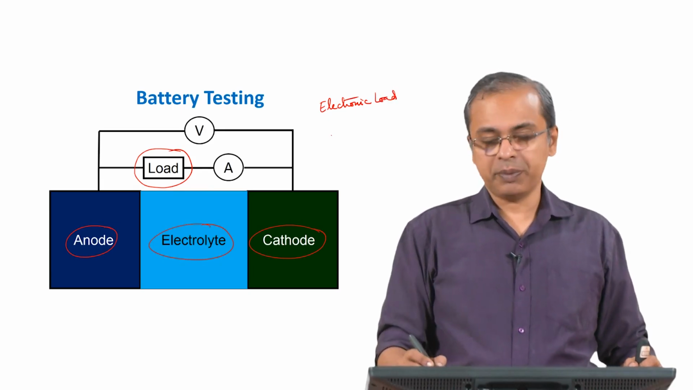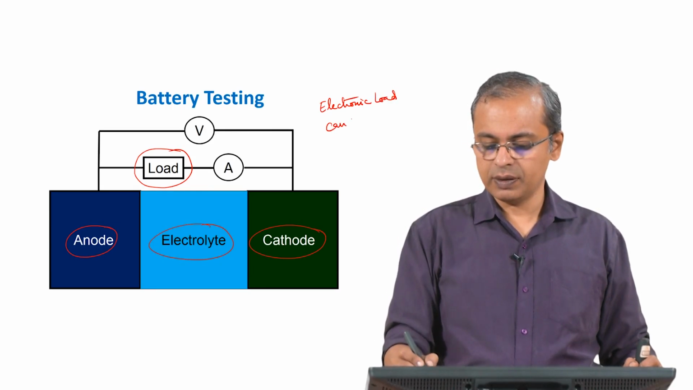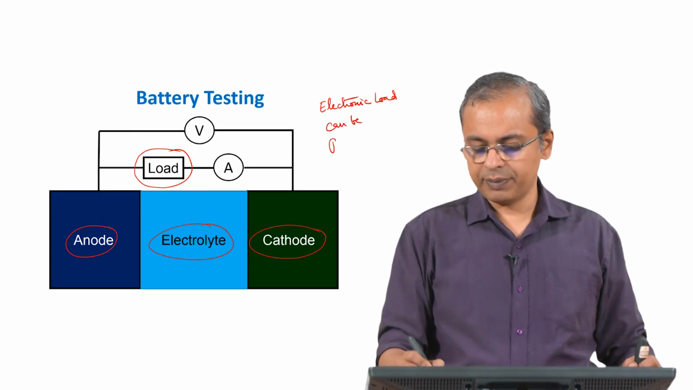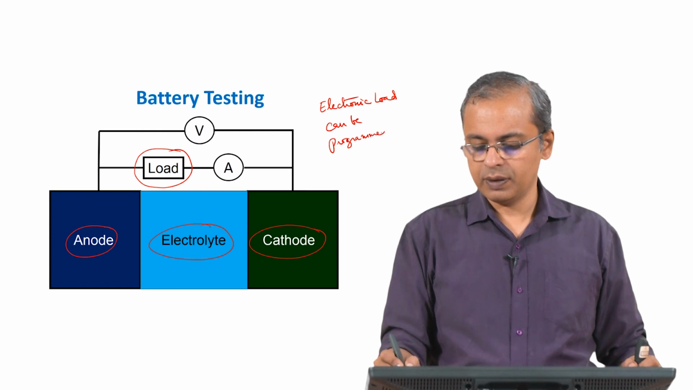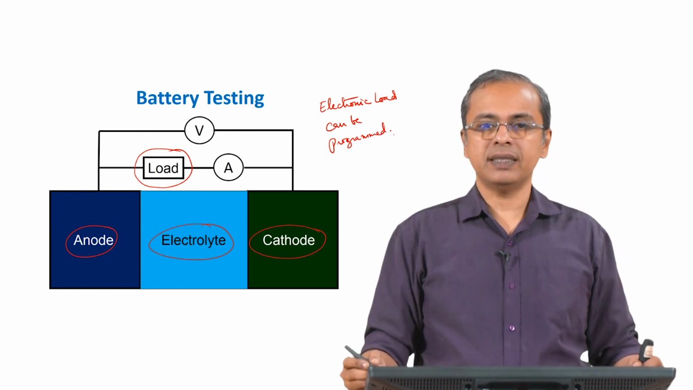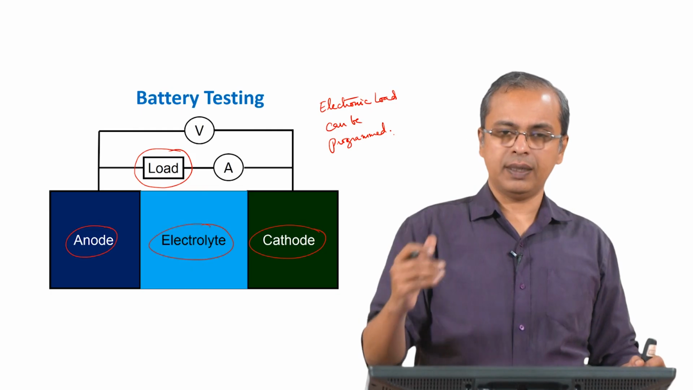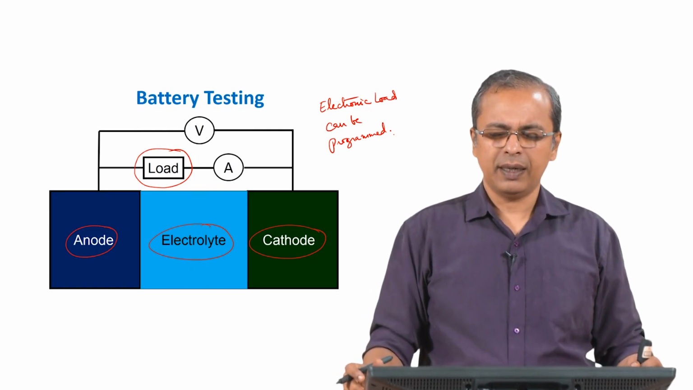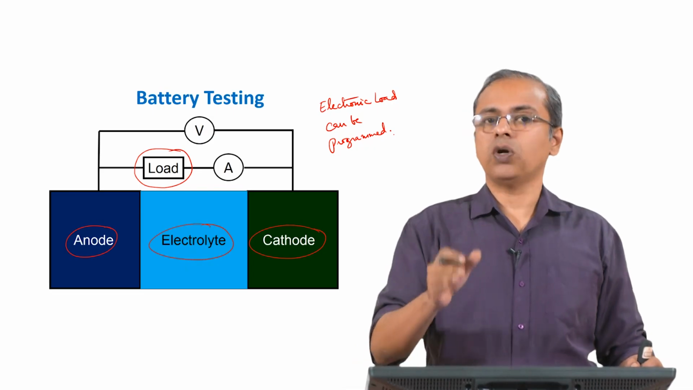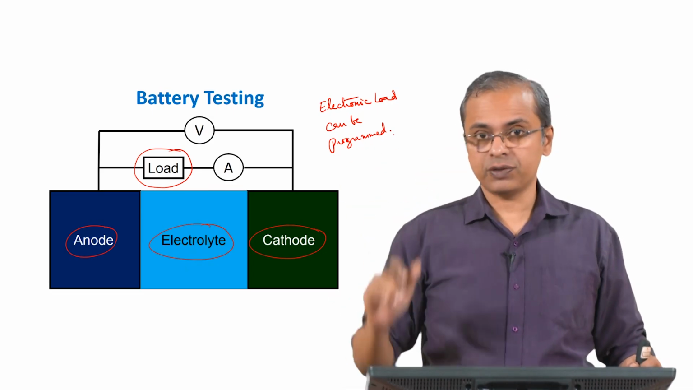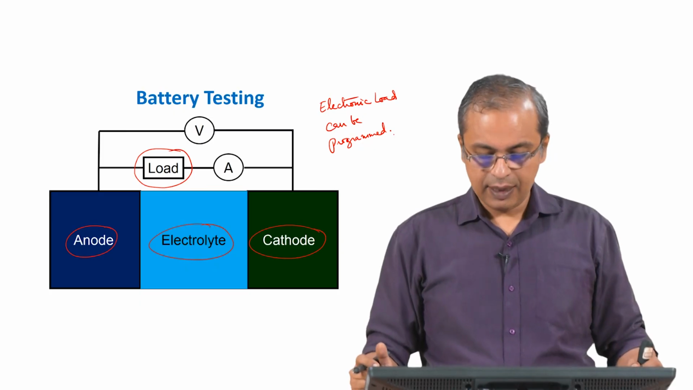So, this load, this electronic load, is typically programmable. Okay, so it can be programmed. You can change the amount of current you are drawing from the cell to whatever value you want. So, you can set different levels of load and it will follow that load, etc.